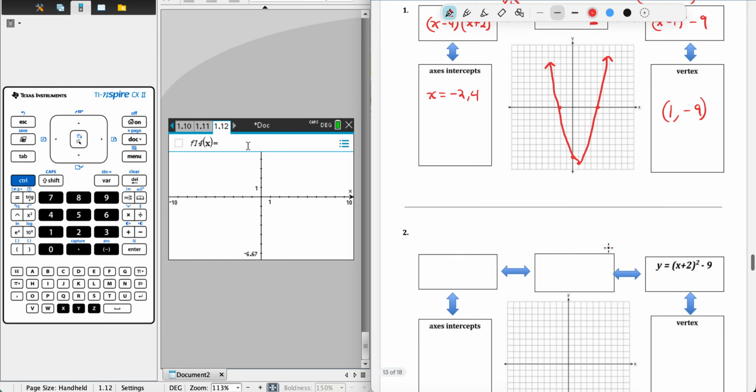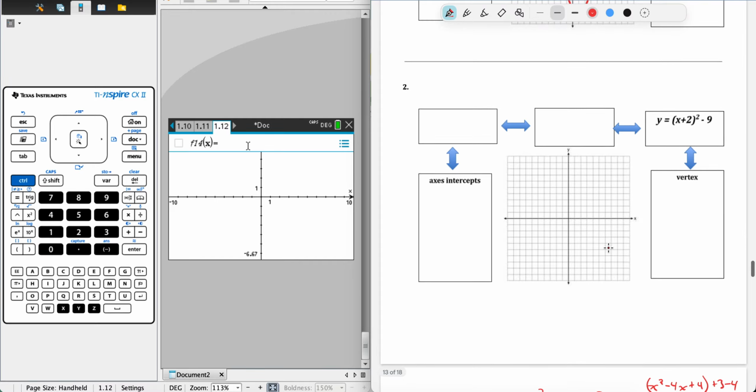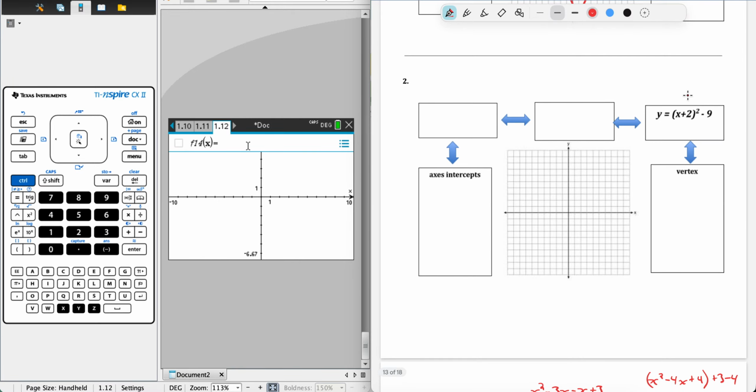All right, so let's do one more. Here we have the vertex form, so let's go ahead and expand this out. Well, first off, what do I know about my vertex? I know it's going to be at (-2, -9).